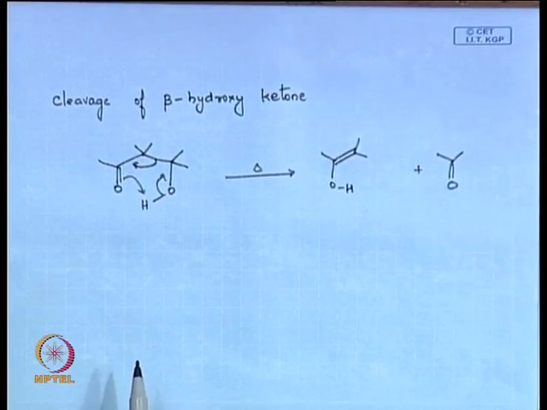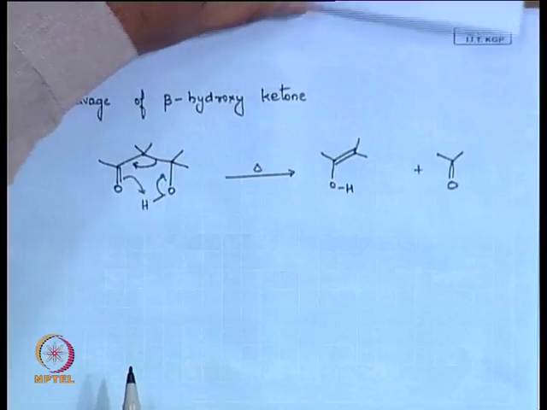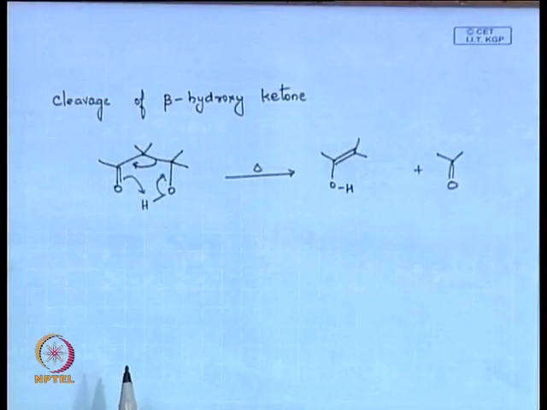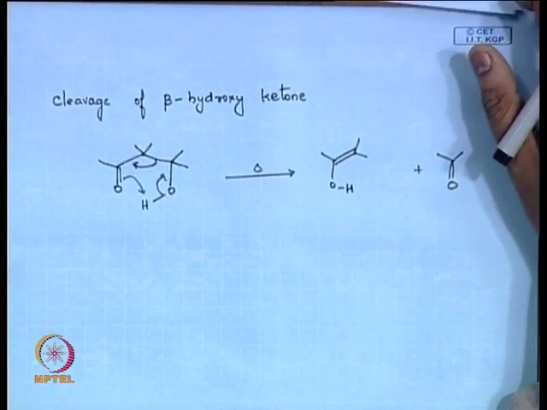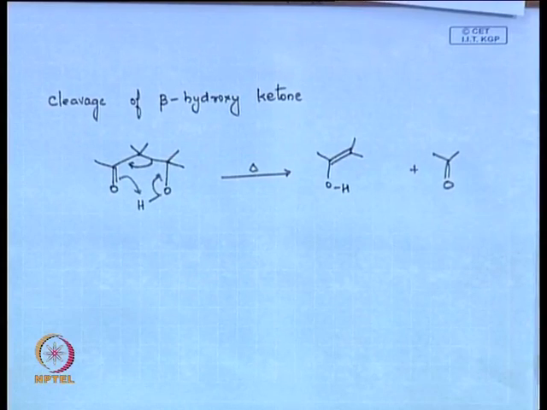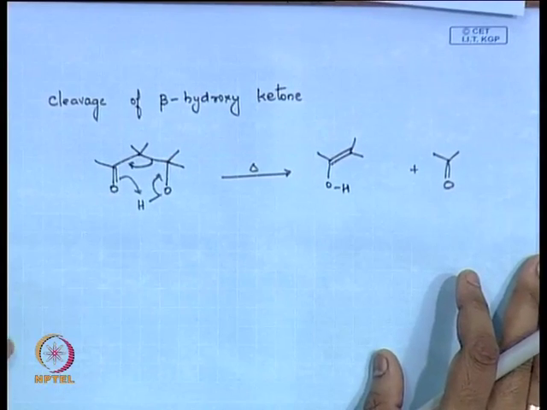In a retro-ene we have studied ester pyrolysis, which gives you a carboxylic acid plus alkene. Then you studied Chugaev pyrolysis, which gives you a thiocarboxylic acid plus alkene, Cope elimination which gives you a hydroxylamine plus alkene, and cleavage of beta hydroxy ketone, where you can end up with a vinyl alcohol plus your ketones, right.